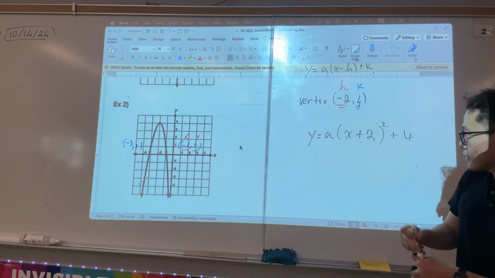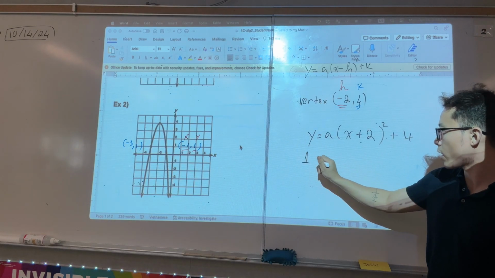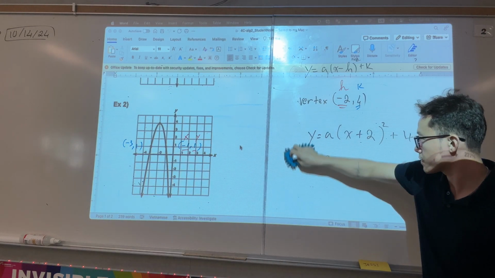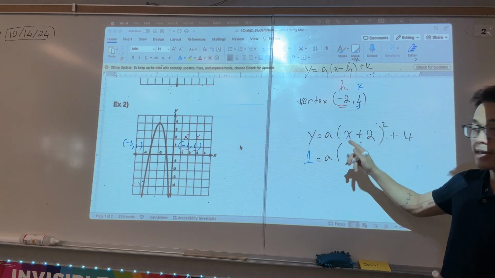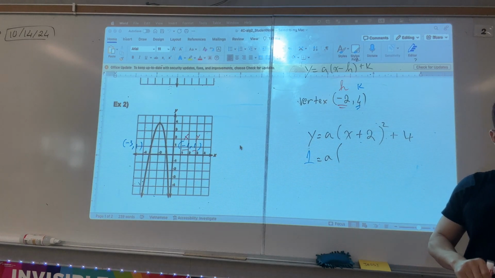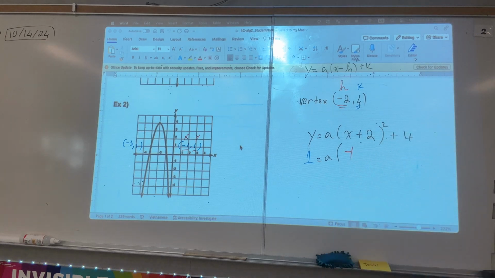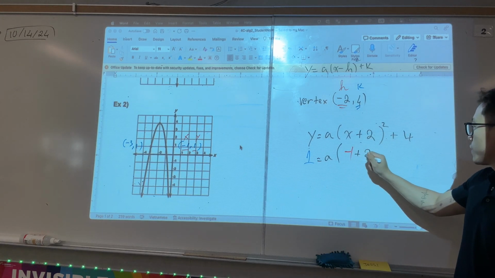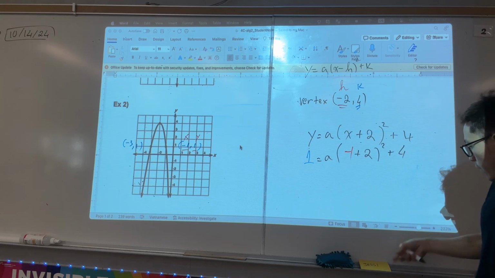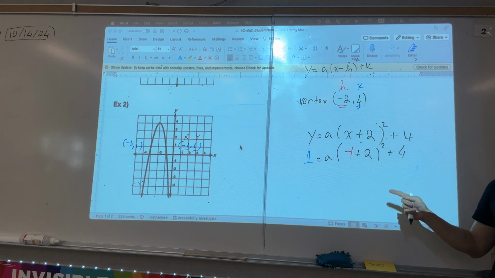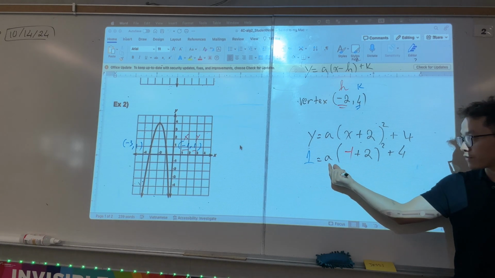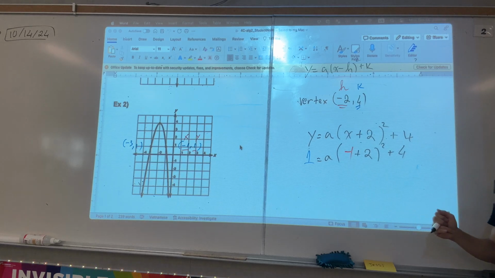Can you plug it in? Y is 1, I plug in 1 here. Let me be consistent with the color. So 1 here. X is -1. -1 plus 2 squared plus 4. Alright, let me call on Jesse, help me calculate and find the a. Which one first? Solve for a. What are you gonna do first?